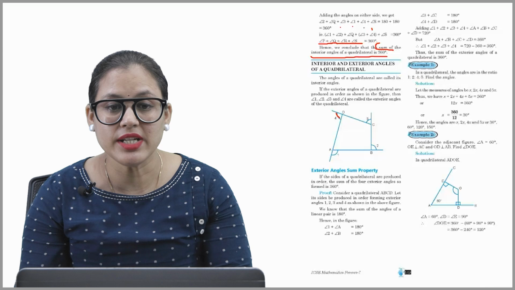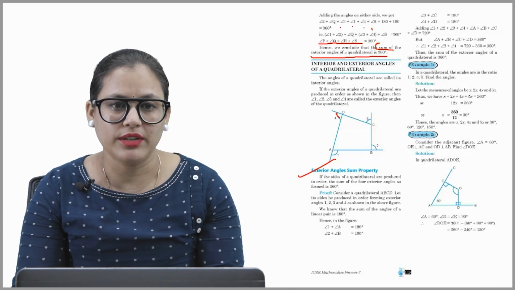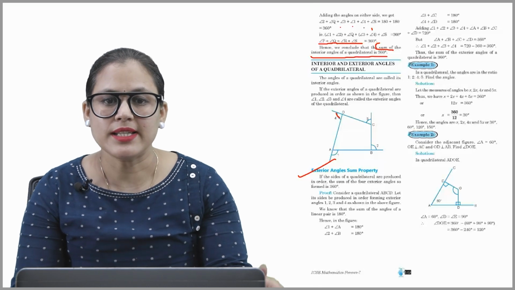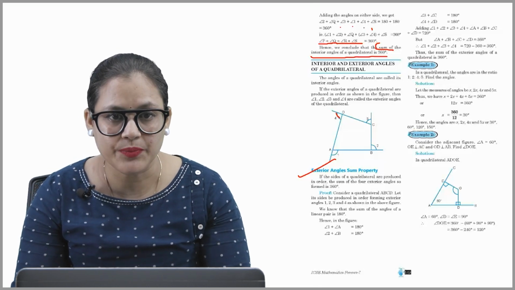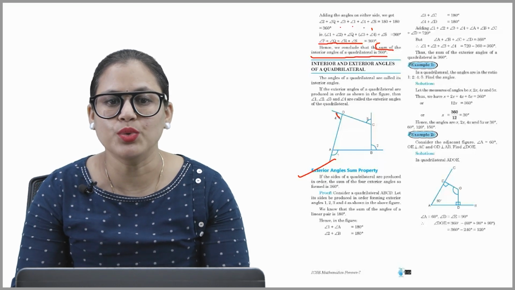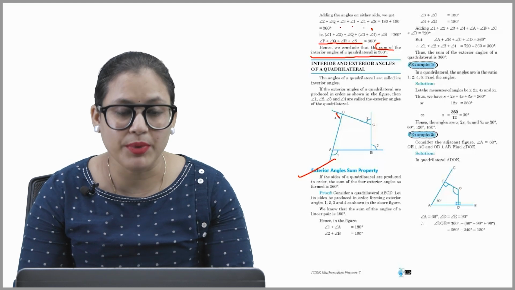Okay, exterior angle sum property. If the sides of a quadrilateral are produced in order, the sum of the 4 exterior angles so formed is 360 degrees. Proof. Consider a quadrilateral ABCD. Let its sides be produced in order, forming exterior angles 1, 2, 3 and 4 as shown in the above figure. We know that the sum of the angles of a linear pair is what?